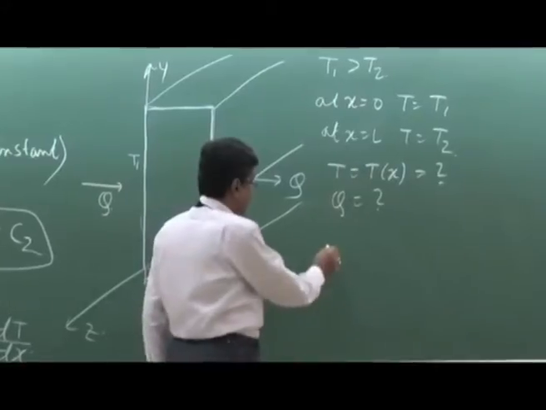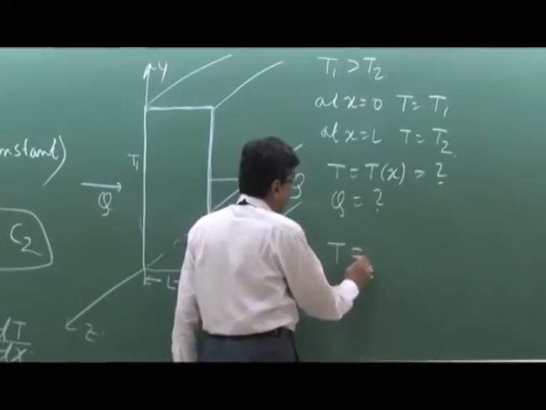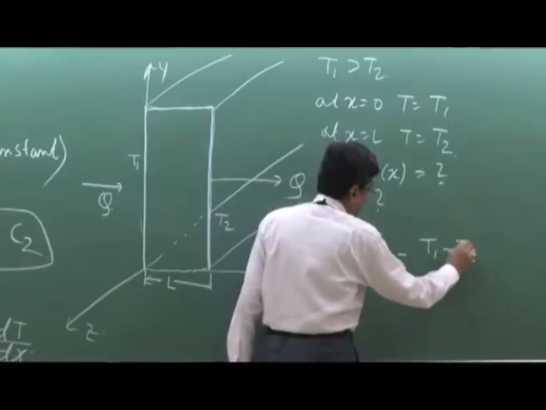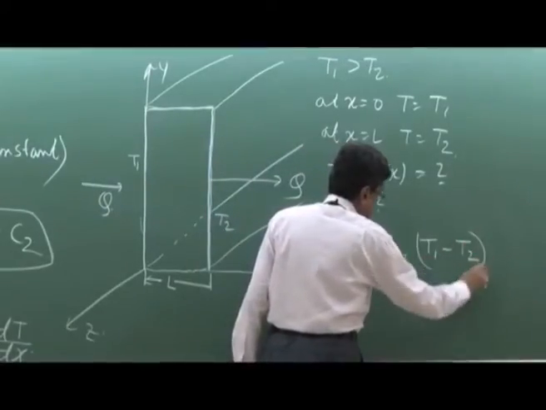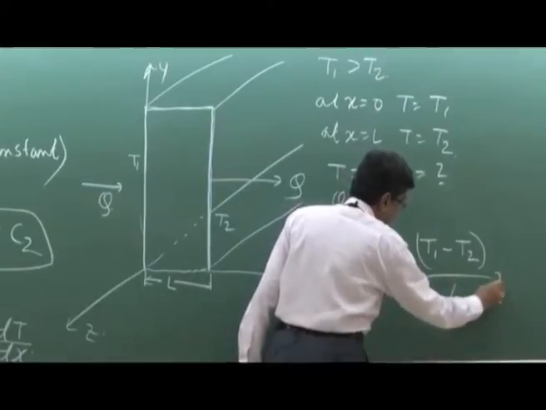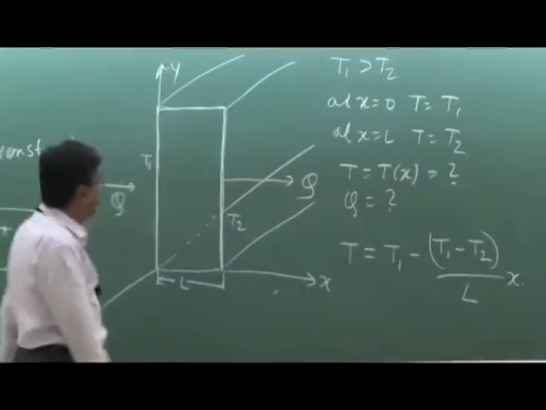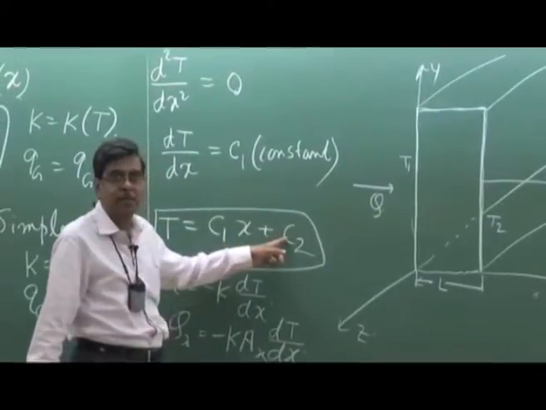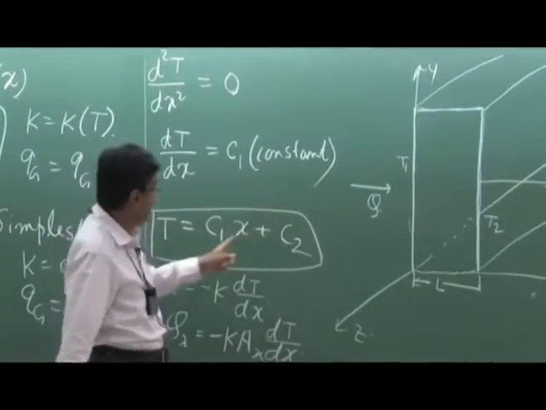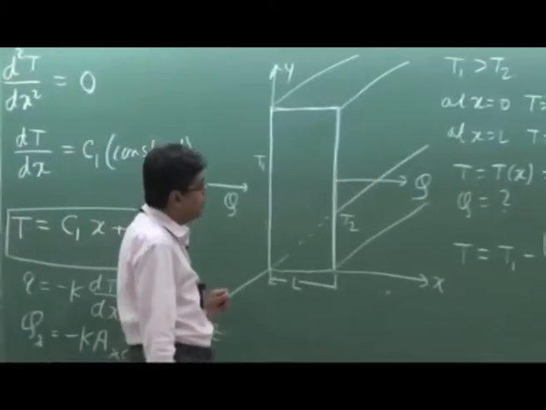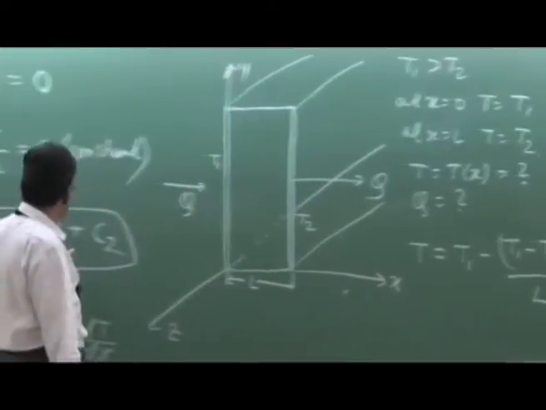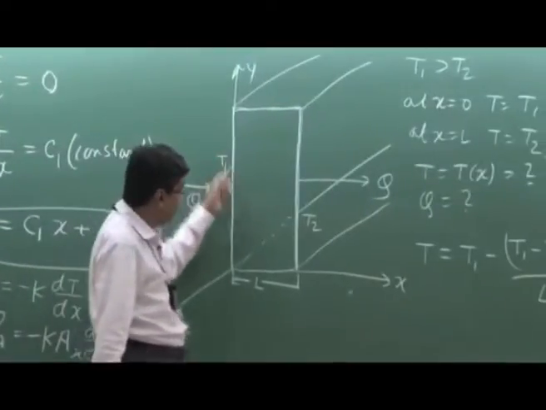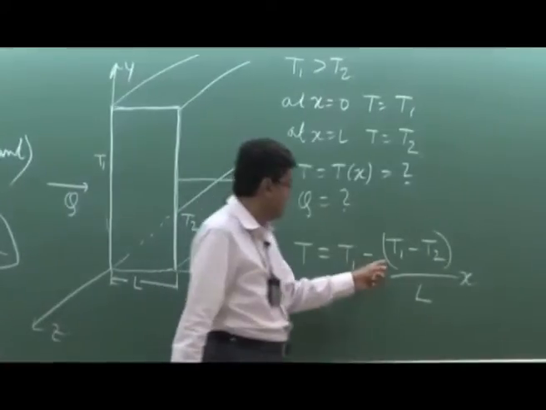get an expression. If you do so, T is equal to T1 minus (T1 minus T2) divided by L into x. First boundary condition, at x is equal to 0, T is equal to T1, you get C2 is T1. And the second boundary condition, if you give, you get the value of C1, which indicates the slope, which will be T2 minus T1 divided by L, and we write in this fashion.